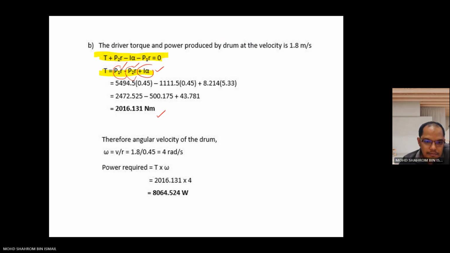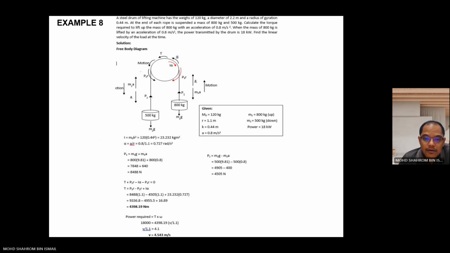And once you already know the T, the formulation for power is P equivalent to T omega. So you multiply it, then you already managed to get the answer. So this is one of the ways to solve the equation.